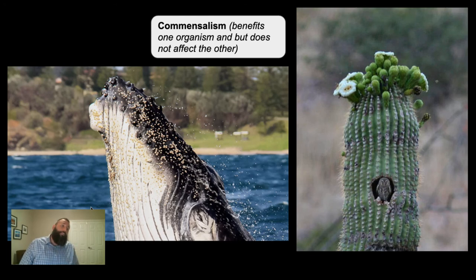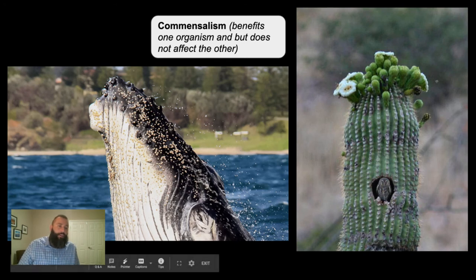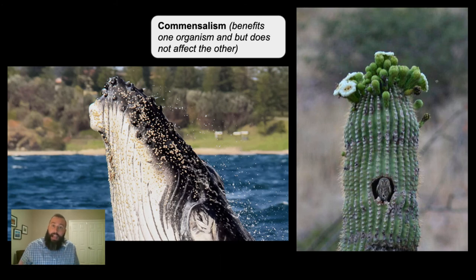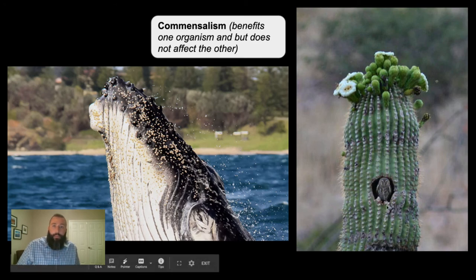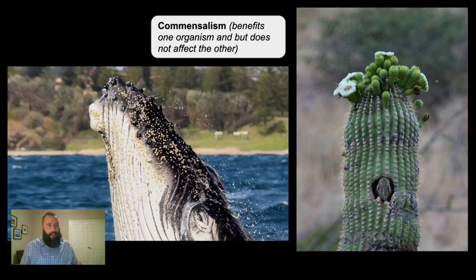Another type of species interaction is called commensalism. This is a relationship that benefits one organism but does not affect the other. Here are two examples. The saguaro cactus doesn't necessarily know that the owl is hanging out and using it as habitat and a place to potentially nest and mate. But the owl certainly gets a benefit of it, because now it has an opportunity to nest and mate and has protection from outside.